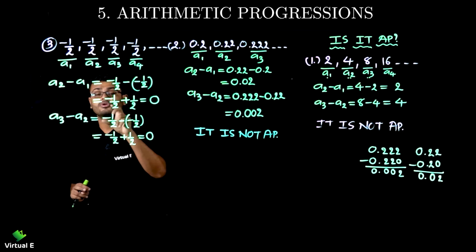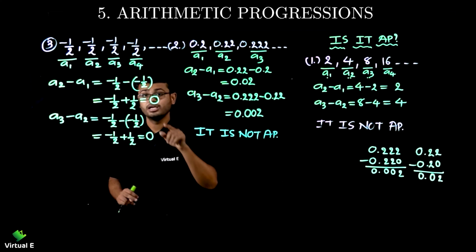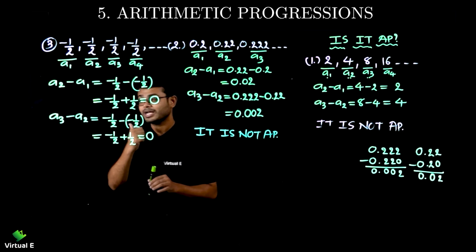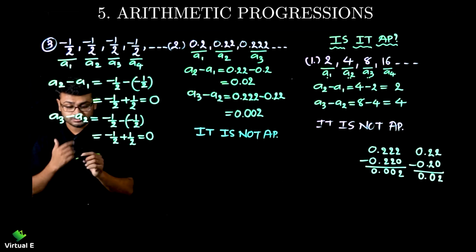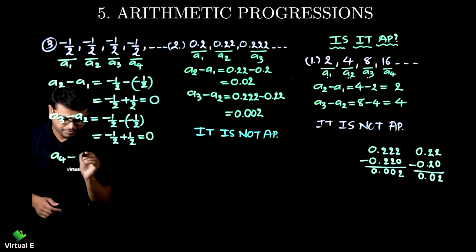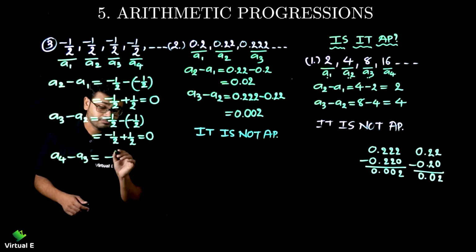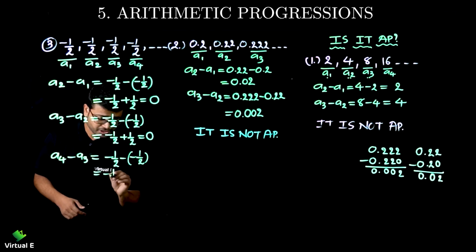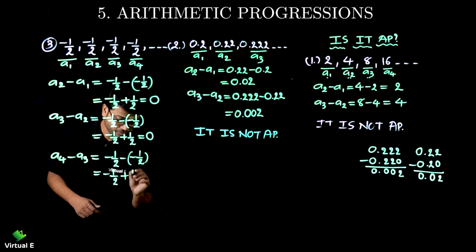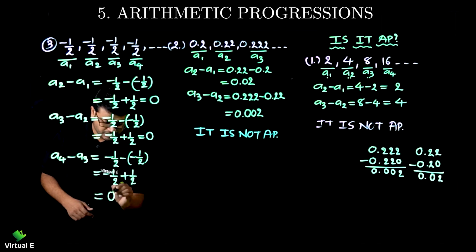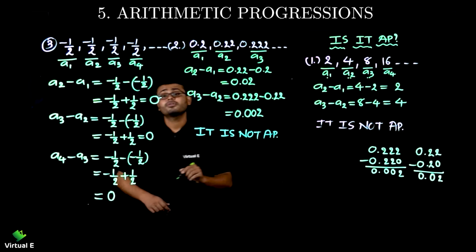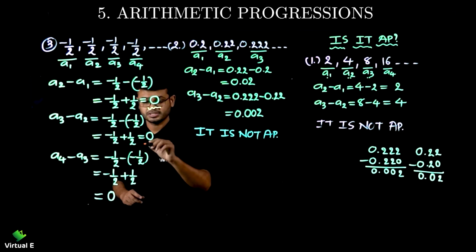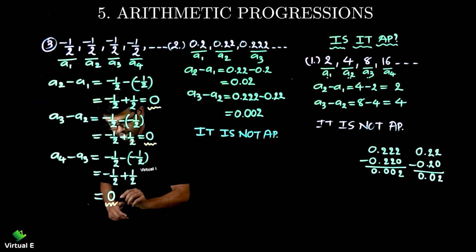Don't judge just by two common differences. You need to get the third one as well. Maybe it is possible that the first two come out the same but the third does not, so you need to be ready for that as well. Let's do the next one, which is A4 minus A3, which is minus 1 by 2 minus 1 by 2. So minus 1 by 2 as it is, minus plus 1 by 2, and here it is 0. If you observe, the common difference is 0 in all three cases: first, second and third.